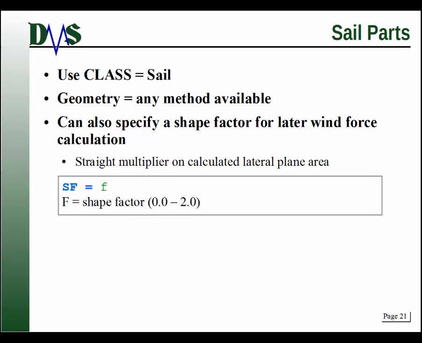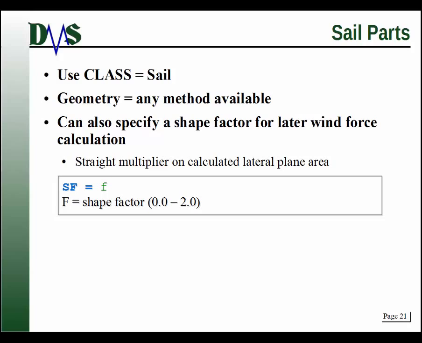Okay, so sail parts. The way you create a sail part in PartMaker is with the class equals sail. You can use any type of geometry, as we've talked about before. One special thing you can do now is you can specify what's called a shape factor. And that's with this command here, you type SF equals and then your factor, which can be anything from 0 to 2. Now, the way the shape factor works, if you've ever used the API manual, that's where the shape factor comes in. It's GHS's very simple attempt to more or less account for drag coefficients of your different superstructure parts.